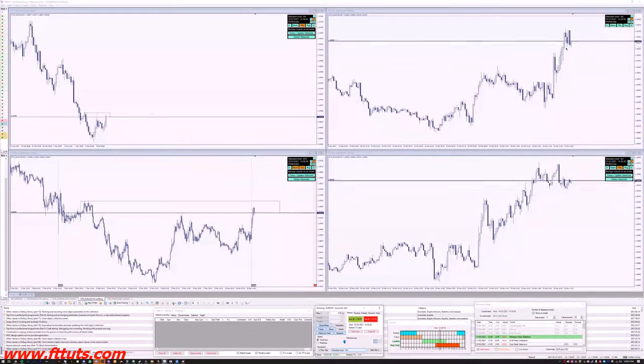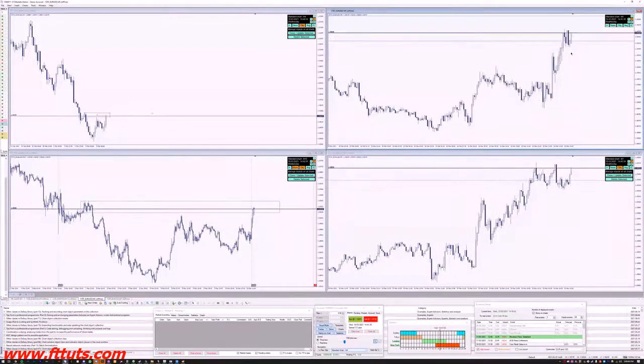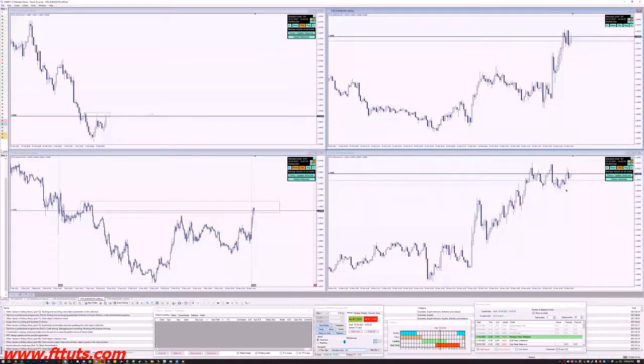5-minute substructure would technically be this wick low here. You guys can see that. But looks like we're failing to break it.